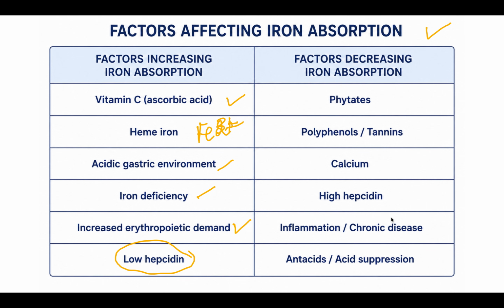Now factors decreasing the iron absorption: phytates. If you are taking iron along with tea, coffee, or some beans, phytates are present. Tannins are also present in these things, so iron absorption will decrease. Calcium also decreases the iron absorption. High hepcidin also decreases it, so inflammation or chronic diseases lead to high hepcidin, decreasing the iron absorption. Lastly, antacids and acid suppression also decrease the iron absorption. Why? Because some amount of acidity is required for iron to change from the ferric to the ferrous form.